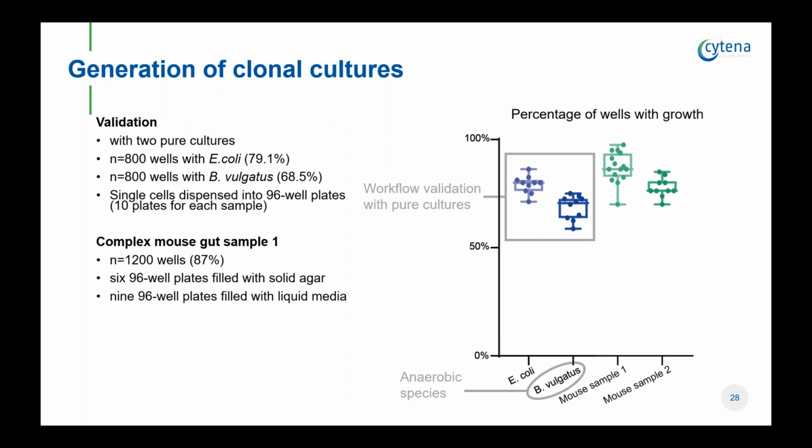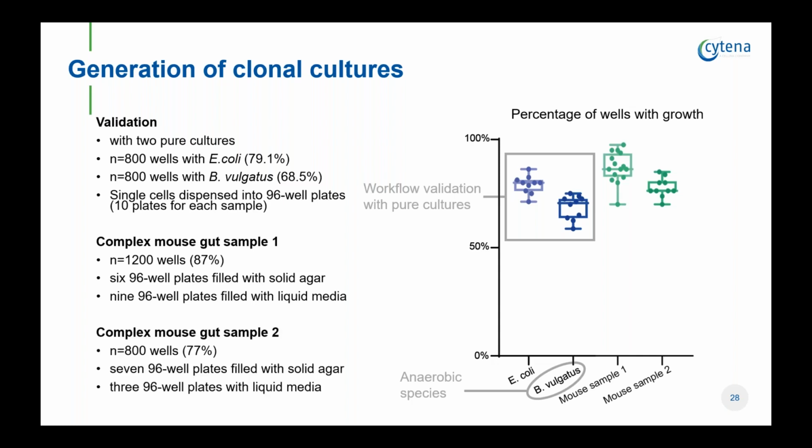Next, 2 complex samples were extracted from mice and processed using the workflow I just outlined on the previous slide. For each sample, cells were dispensed both into liquid medium, but also some of the cells were dispensed onto solid agar filled into 96 well plates. In total, 25 plates were processed, resulting in over 1,600 wells with growing colonies after 7 days of cultivation. And as you can see here, more than 80% of the wells addressed with single cells resulted in growing colonies, and this was really encouraging.